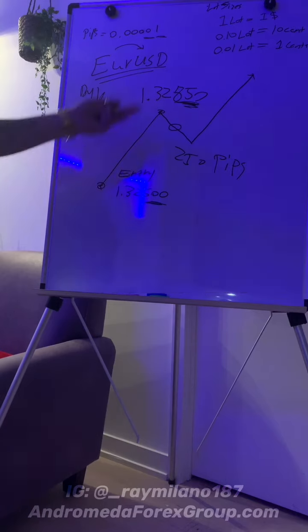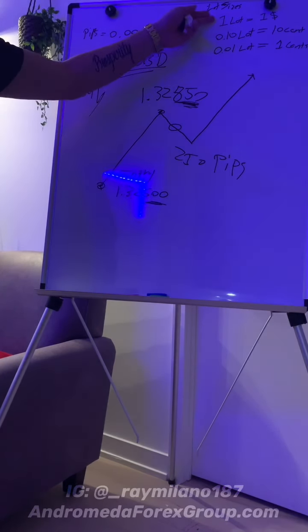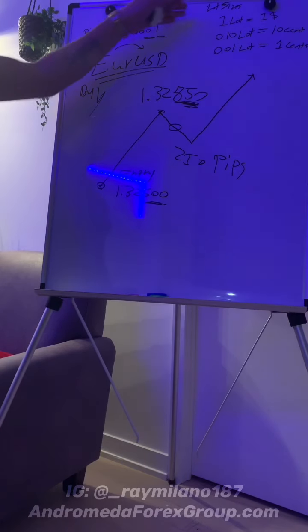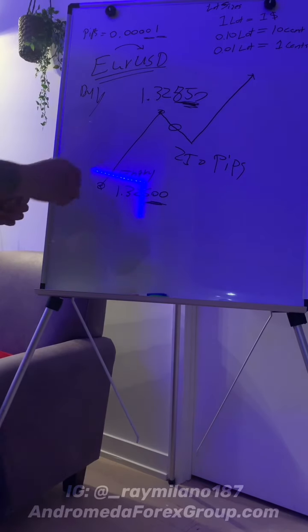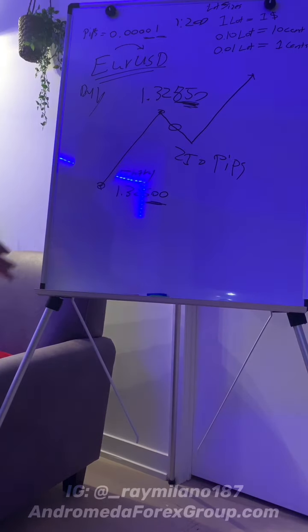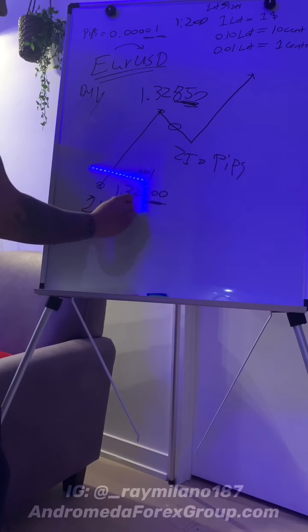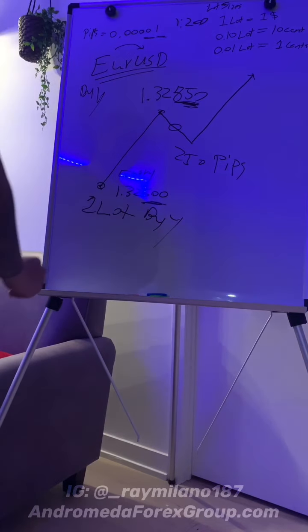That's when the lot size comes into play. Let's say you purchased about one lot size, which is very standard. Based on 1 to 200 leverage, you can trade up to one lot size with $500 capital. So let's say you had 1 to 200 leverage, and you had $500 capital, and you decided to invest one lot. So you did one lot buy.